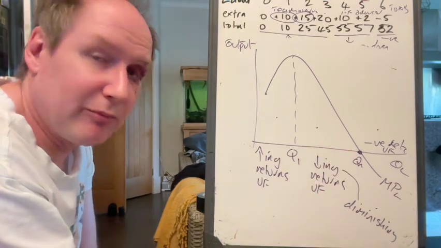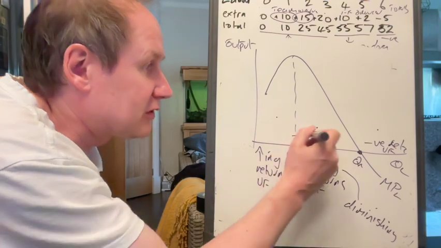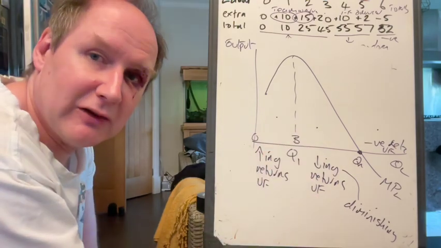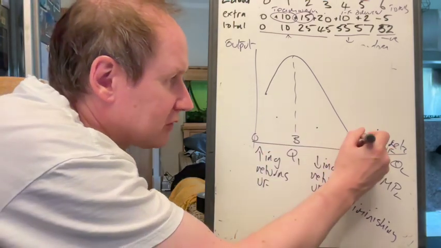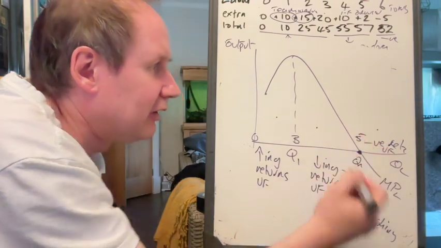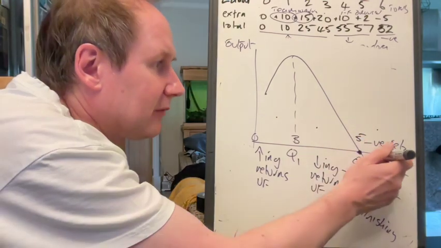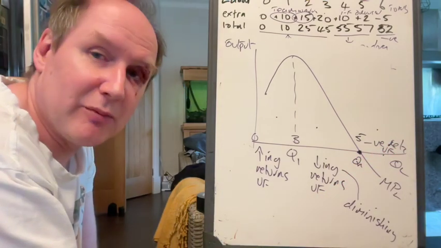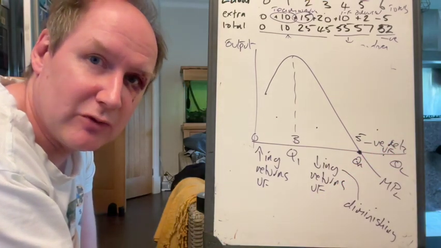In our example, the first 3 workers added more than the one before. The next 2 workers, so that would be up to 5, added less than the one before. And the 6th one, once you get past 5, we have negative returns and they're reducing total output.